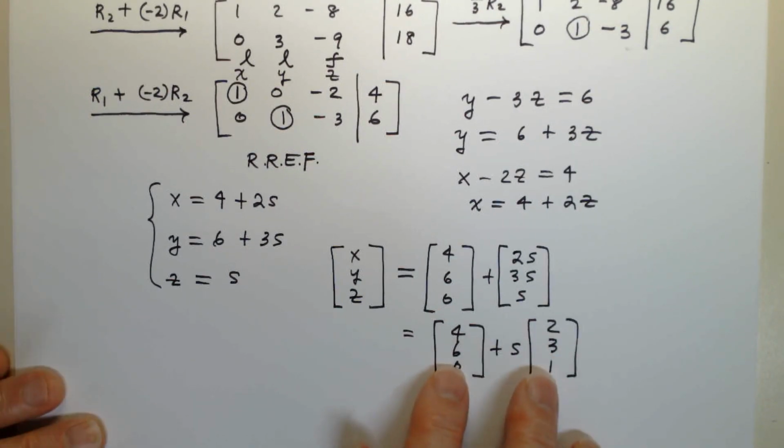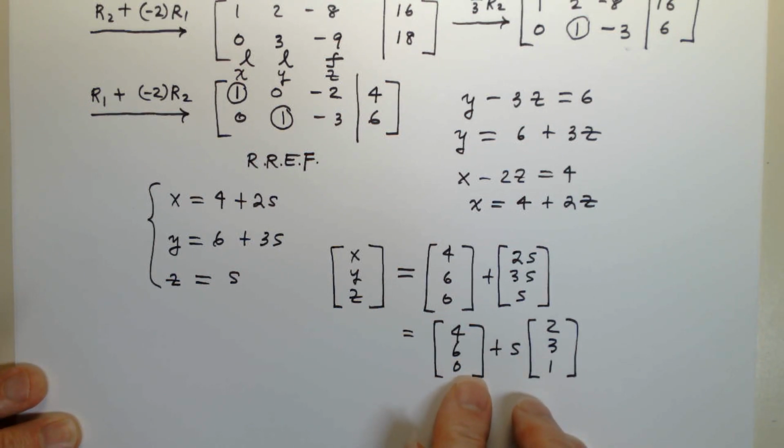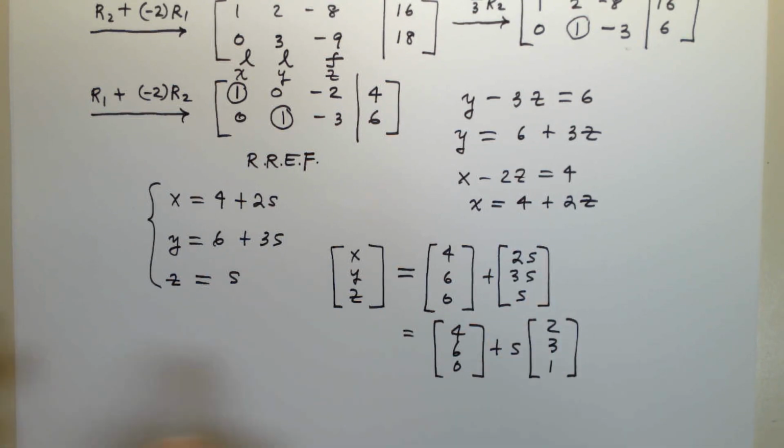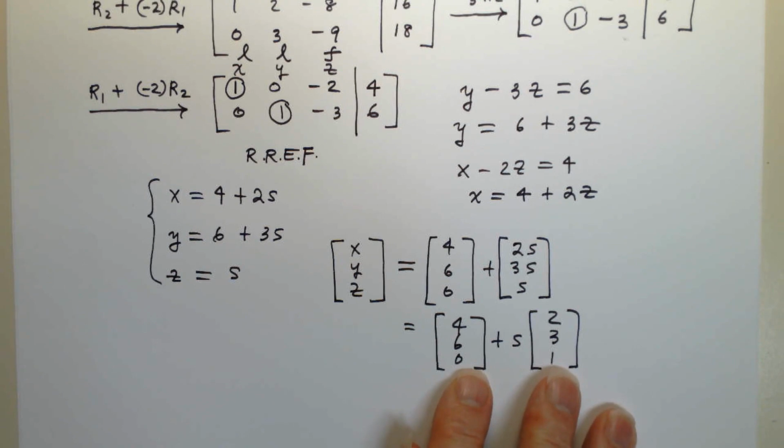And what this is telling me is that my solution set conforms to a line in three-dimensional space with a position vector (4, 6, 0). So that's a vector pointing to a point on that line, and direction vector (2, 3, 1). So I can imagine my two planes intersecting and their points of intersection forming a line. And this is a description of that line in this vector form.